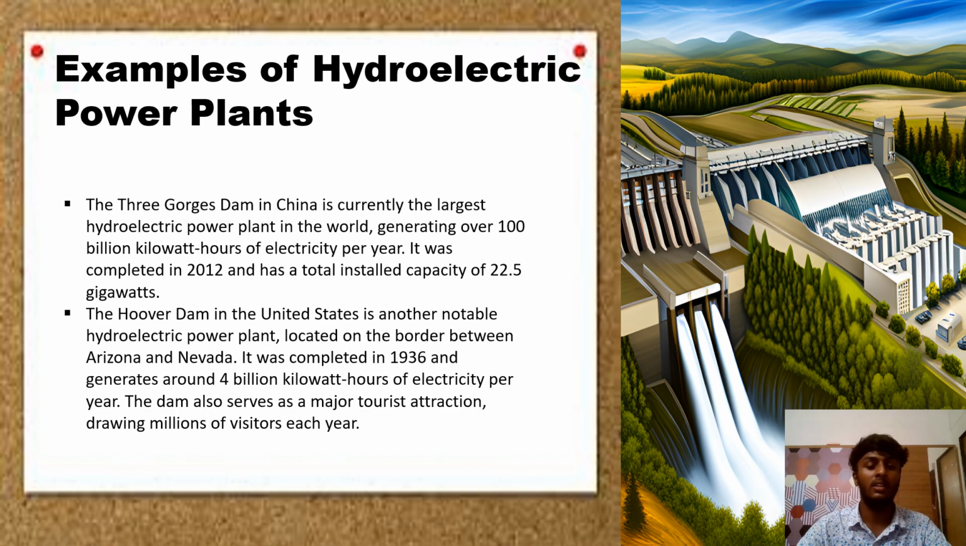The Hoover Dam in the United States is another notable hydroelectric power plant located on the border between Arizona and Nevada. It was completed in 1936 and generates around 4 billion kilowatt hours of electricity per year.